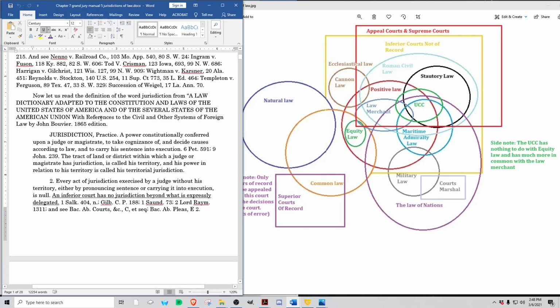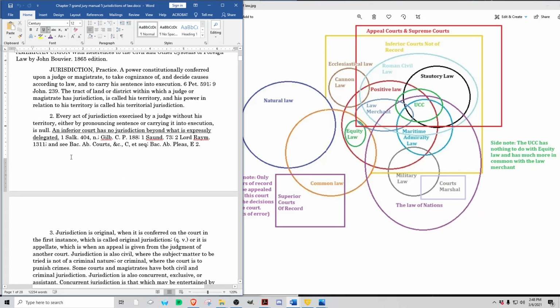As we already saw, every aspect of jurisdiction exercised by a judge without his territory, either by pronouncing sentence or carrying it into execution, is null. An inferior court has no jurisdiction beyond what is expressly delegated. So, inferior courts is all this garbage. So what does that mean in thinking of the opposite of that? It means the superior courts of record have total jurisdiction. They're without bounds. They're not bound by anything.